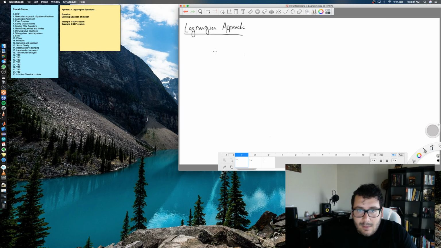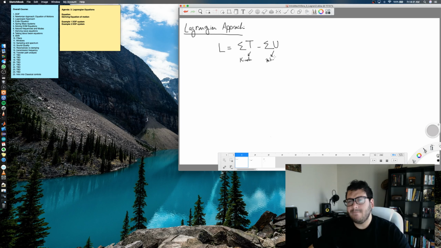So let's go about this. The equation is L equal to the sum of T's minus the sum of U's, T being the kinetic energy and the U's being the potential energy.